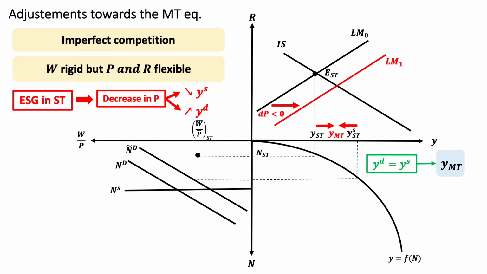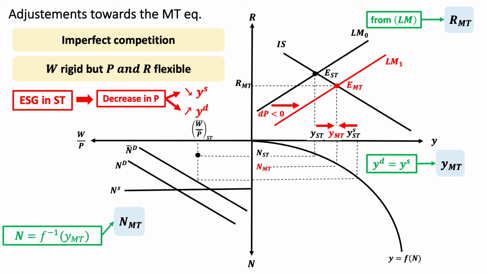Overall, the decrease in P enables the economy to reach the equilibrium at a lower level of prices than in the short term. The interest rate is also lower than in the short term. To the equilibrium production value of medium term YMT corresponds a level of employment N medium term higher than the level of employment in the short term.